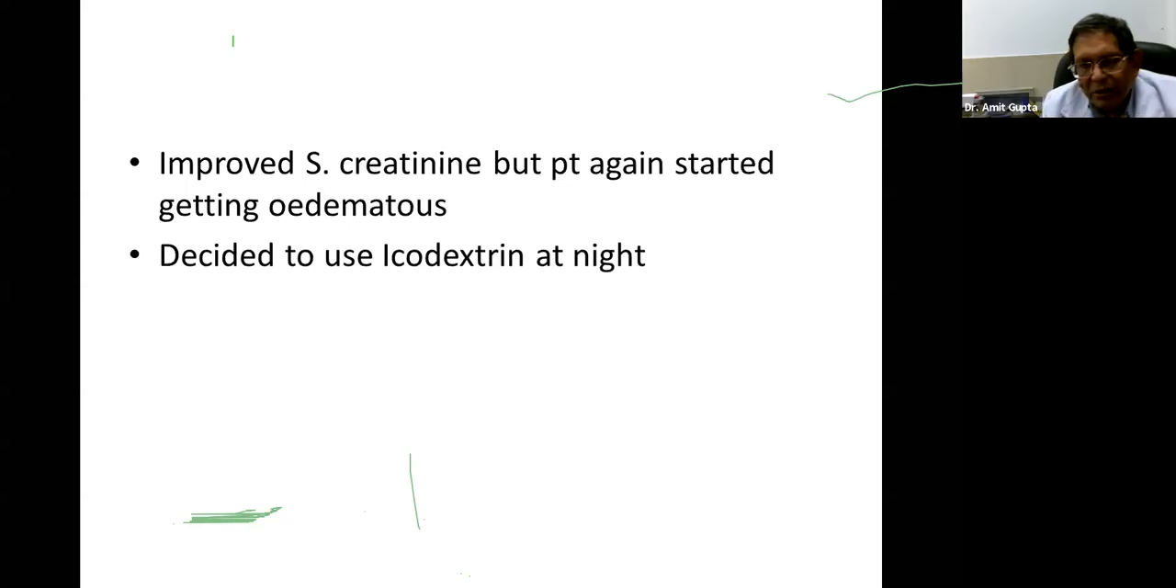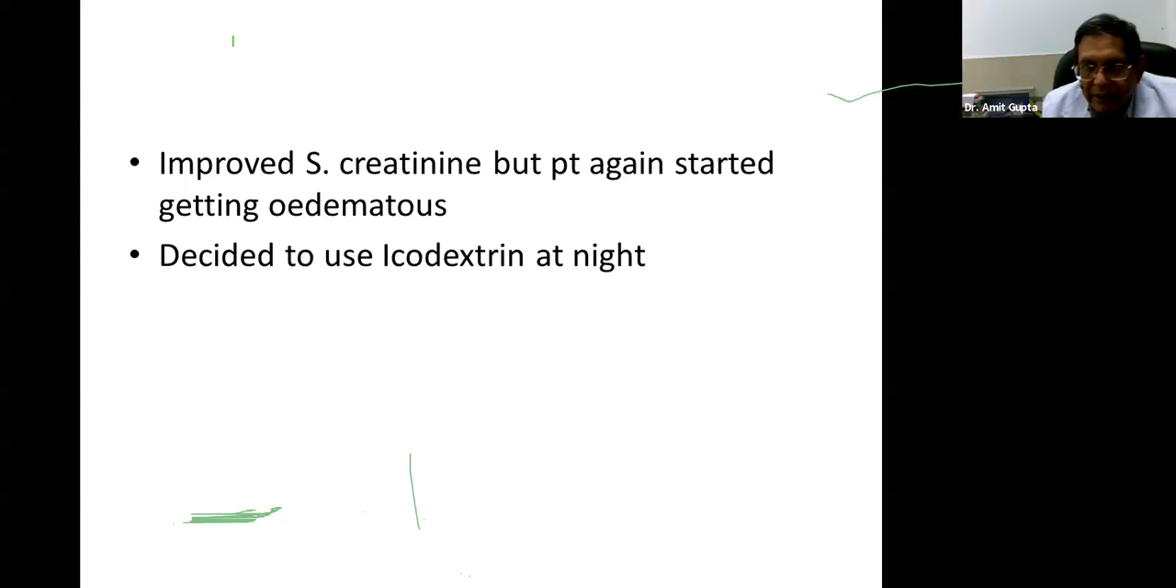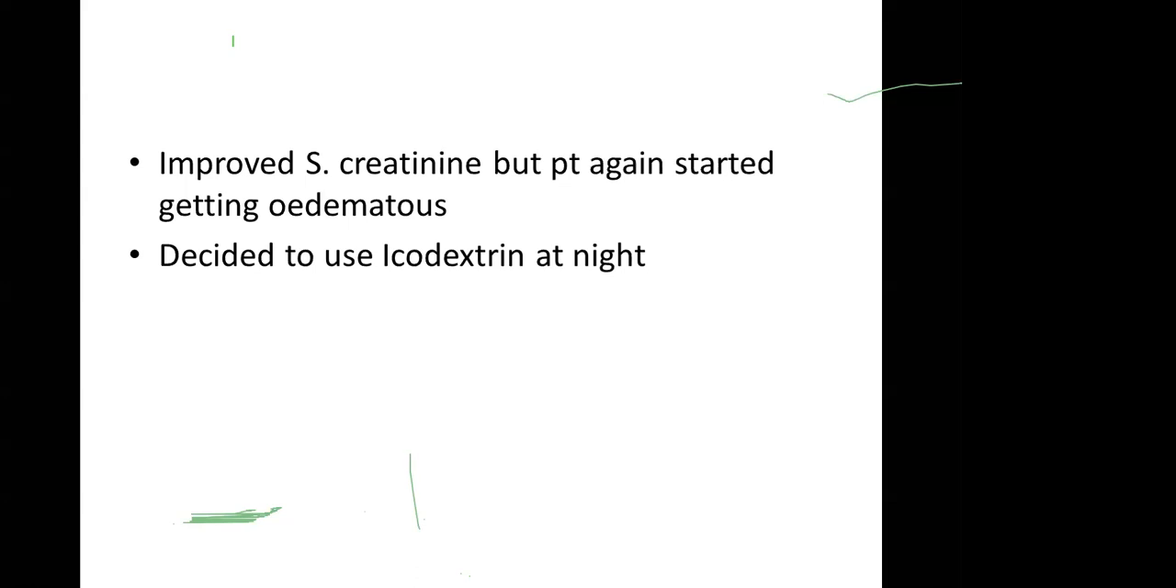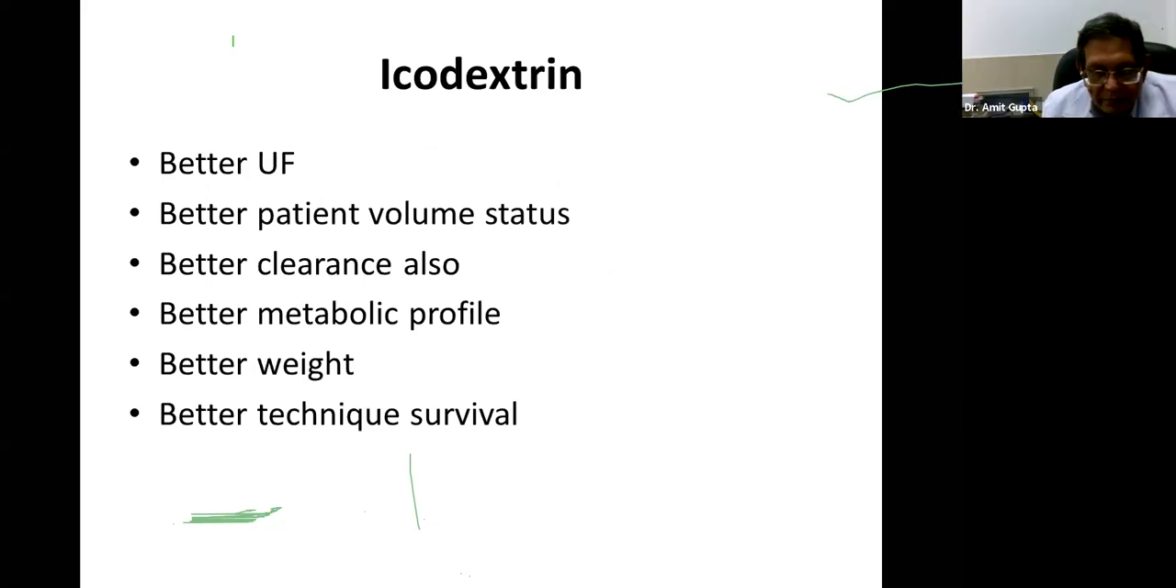No, that's okay. So is there a major side effect? Maltose, this glucose being higher, you can use. Or is there anything else, that maltose gets converted and there can be a cardiac depressant? Okay, icodextrin, as most of you mentioned, provides better ultrafiltration. There is better clearance, better metabolic profile, and patients on icodextrin have been shown to have better weight control, and their technique survival also improves.